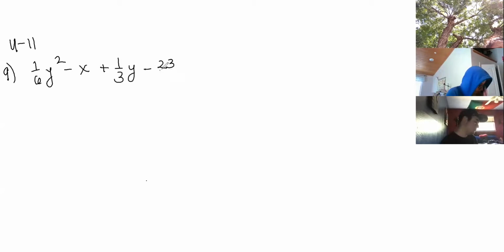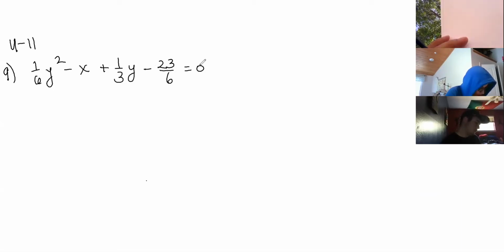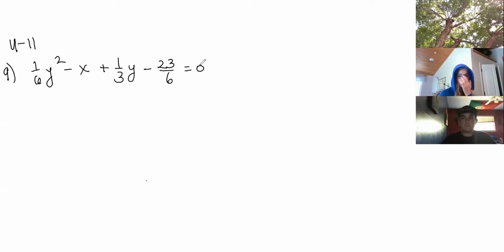Okay, 1/6 y squared minus x plus 1/3 y minus 23/6 equals 0. Write the equation in standard form. Okay, there's two squares. Nope, there's only one square. Do you guys agree there's only one squared? Yeah. Which means it's a parabola. Parabolas are usually a little bit harder for students to figure out because they're so used to doing complete the square with double variables, not a single. It confuses them a little.